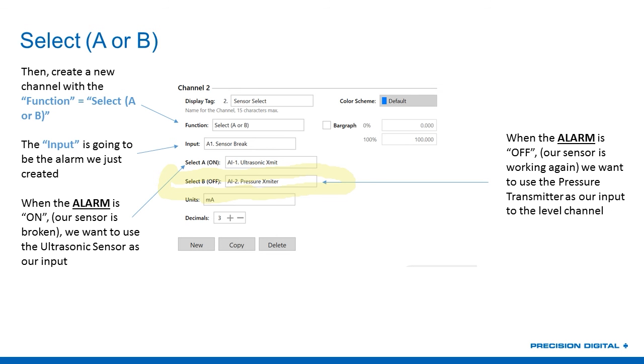So hopefully that makes sense. I know it can be a little confusing and there's a lot going on here. But basically, we are setting it up so that when our sensor dies or breaks, that trips an alarm. When that alarm is active, we are telling the consolidator plus to forget about the pressure transmitter for a second and let's just use the ultrasonic sensor. Okay? Now, there's one last step to this, and it's actually pretty simple. I promise.